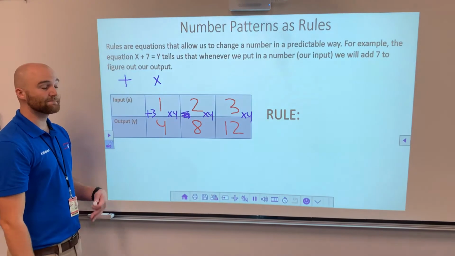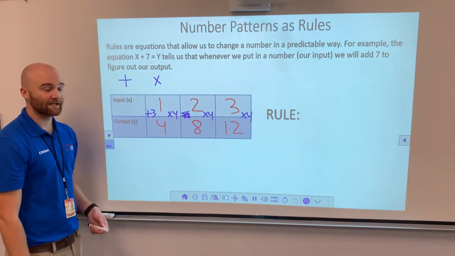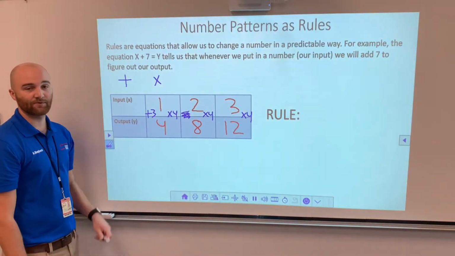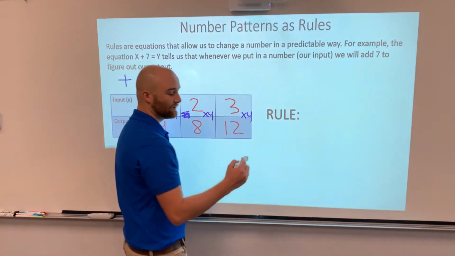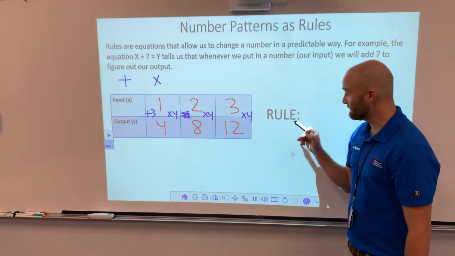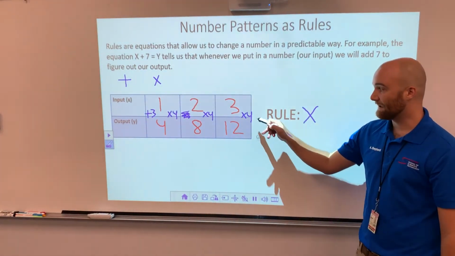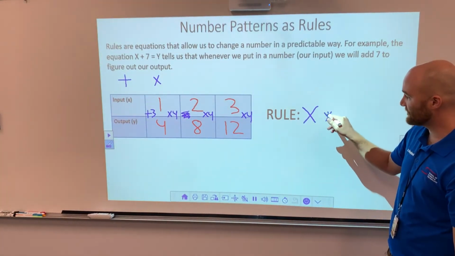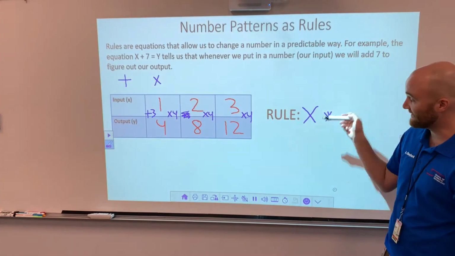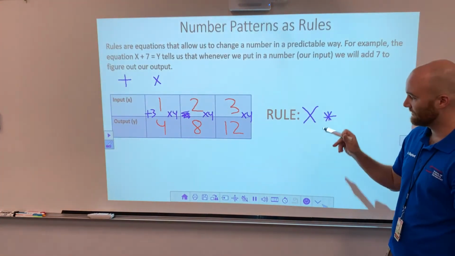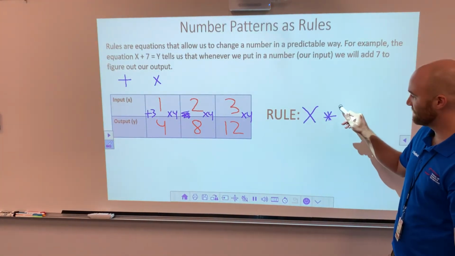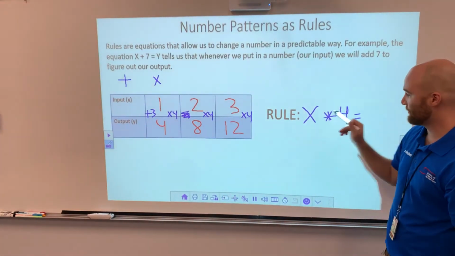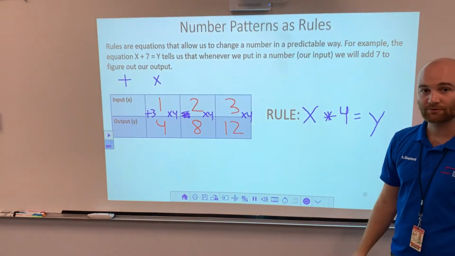That means that my rule is multiplicative. I'm multiplying to figure out how to get my input to change into my output. Let's write that rule. Here we're saying x, our input, and then I'm multiplying times 4. And this is why mathematicians usually use this star as they're multiplying once they start getting x as a variable. x times 4 gives them their output. Their output is y. So x times 4 is equal to y.